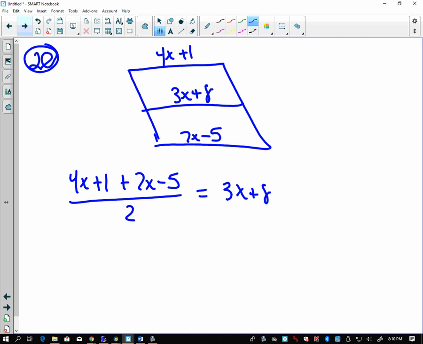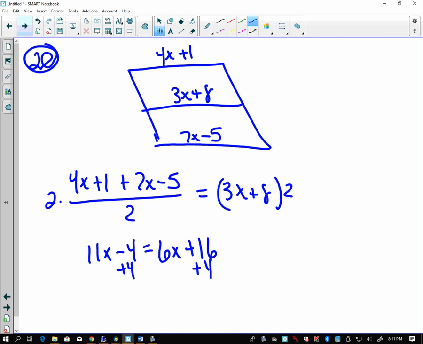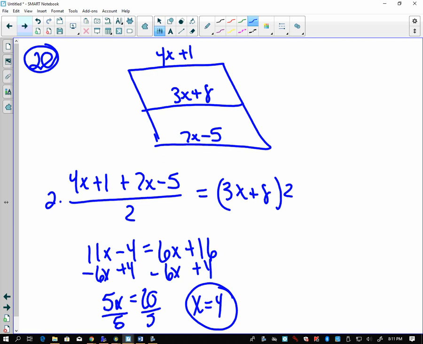They want to know what x is. You can go ahead and multiply by 2. Combine some of your like terms, so 4x and 7x is 11x. 1 plus negative 5 is negative 4. Distribute your 2 over here, you're getting 6x plus 16. I'd add 4, subtract 6x, you're getting 5x equals 20, divided by 5, x equals 4. You don't need to plug it in anywhere because it doesn't ask for anything else.